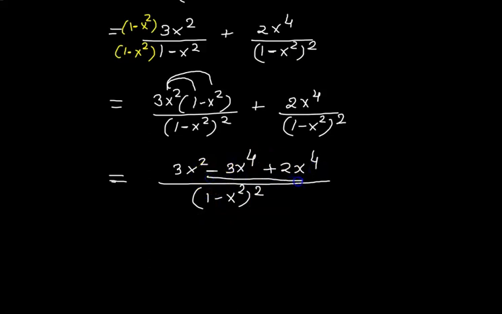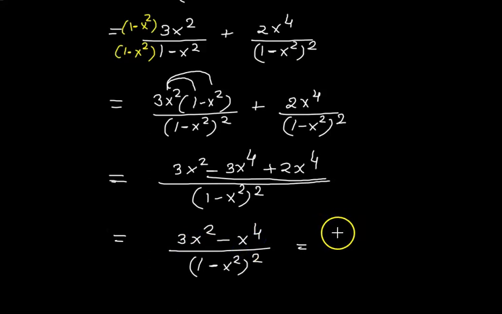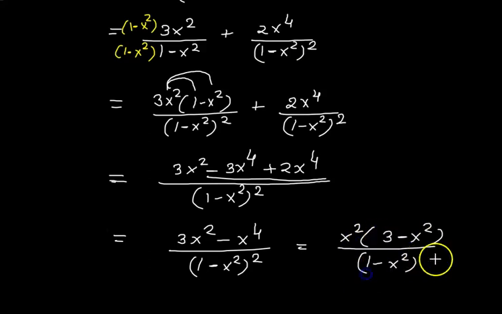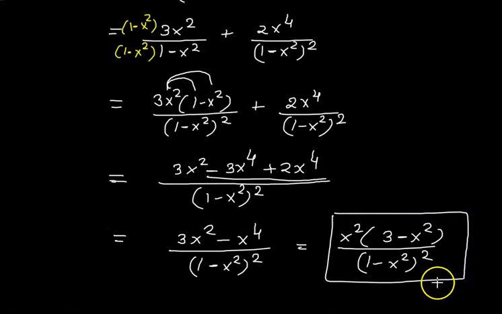Then we combine these two terms. 3x square minus x to the 4. If you want, you can write it in factor form finally. So we can pull out x square. This is the answer in fully simplified form. So this is how we can find the derivative of a rational function in a different way, using the product rule. Instead of the quotient rule, we used the product rule and got the same result as we get using the quotient rule.